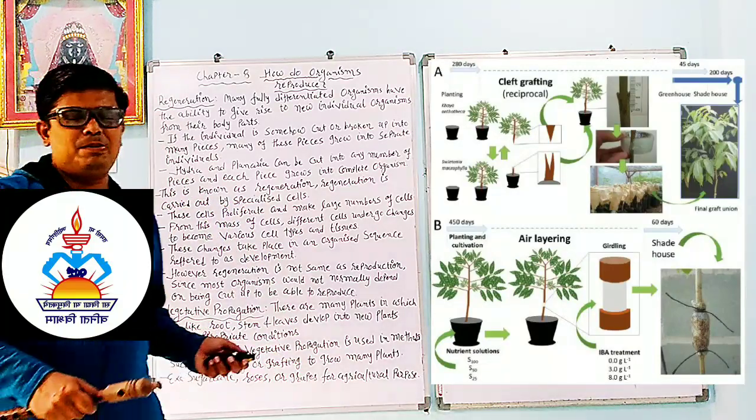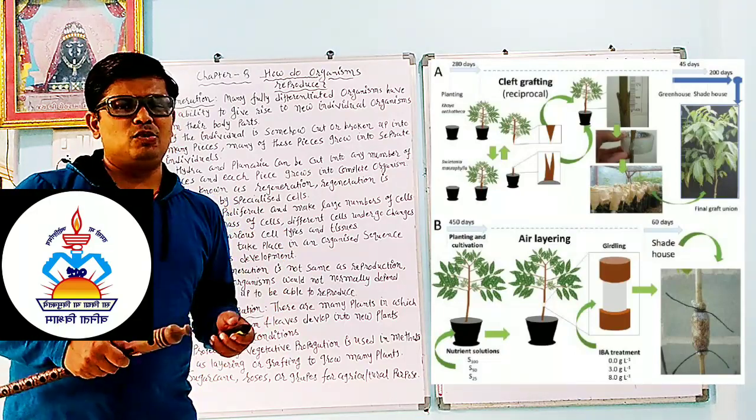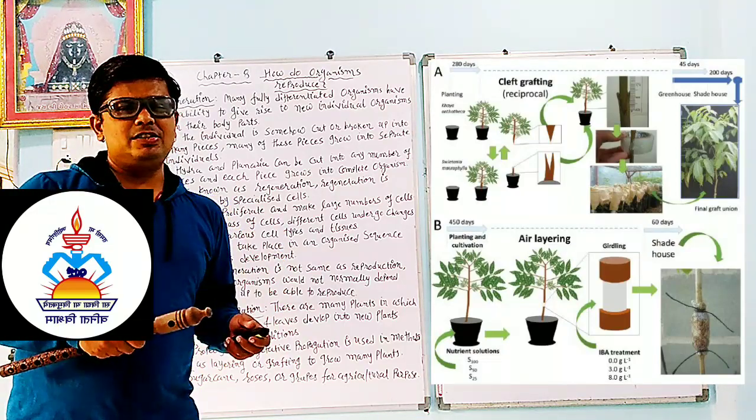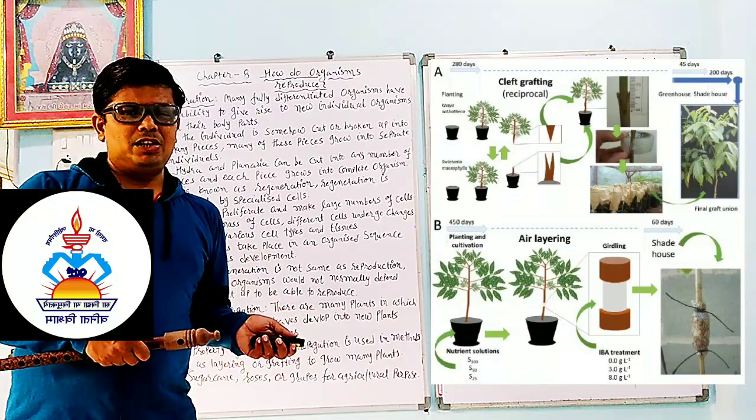In layering, a particular part of the plant is cut and planted again in the soil, so we get another plant, and it has better properties than the original mother plant.